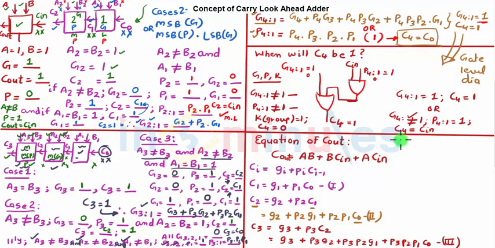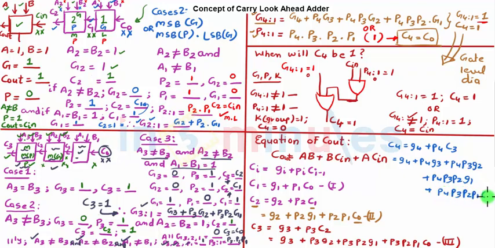So C4 here is equal to G4 plus P4 C3. Let's substitute C3 here: G4 plus P4 G3 plus P4 P3 G2 plus P4 P3 P2 G1 plus P4 P3 P2 P1 and C0. Cool. So this is my equation number 4.